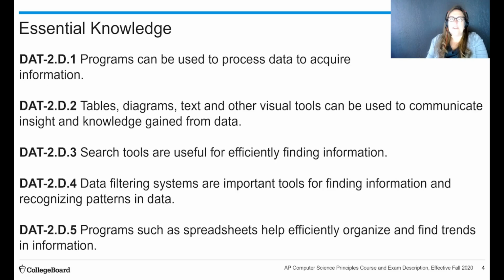And in order to do this, we need to know that programs can be used to process data to acquire information. Tables, diagrams, text, and other visual tools can be used to communicate insight and knowledge from data. Search tools are useful for efficiently finding information. There are also data filtering systems that are tools for finding information and recognizing patterns in the data. And programs such as spreadsheets help efficiently organize and find trends in the data.